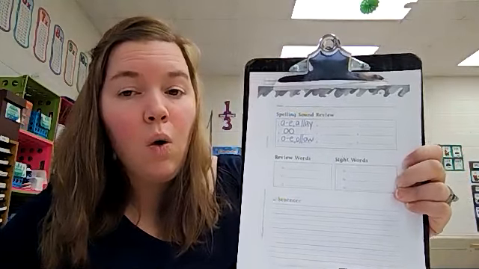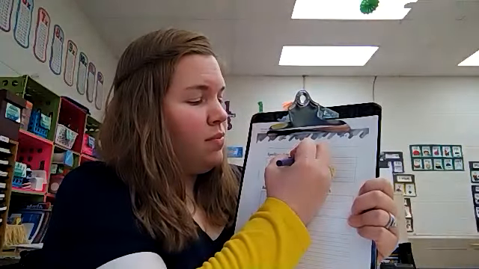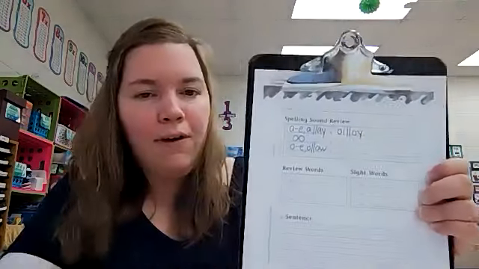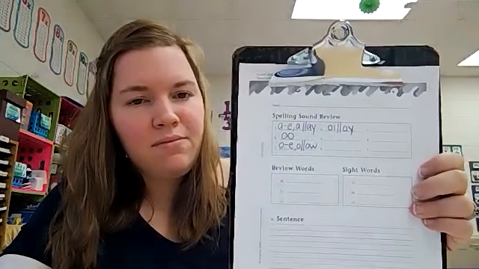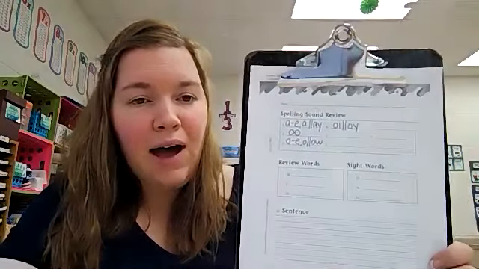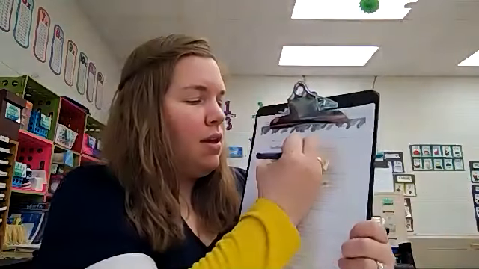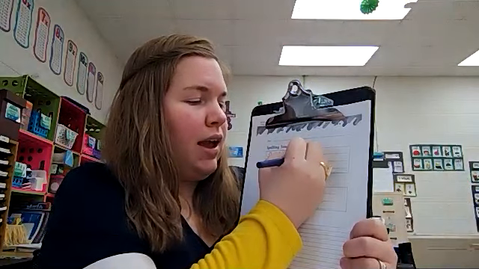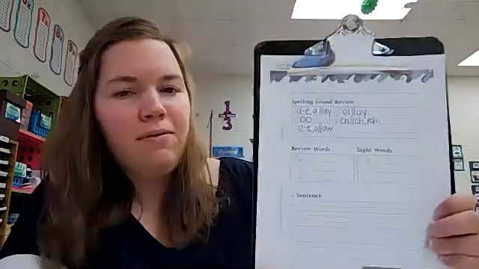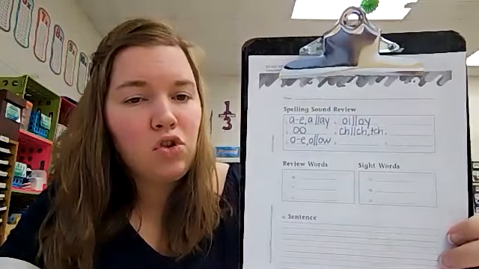Number four, OI. Diphthong OI, final diphthong OY. Number five, CH. Digraph CH, final digraph CH, comma, final trigraph TCH.